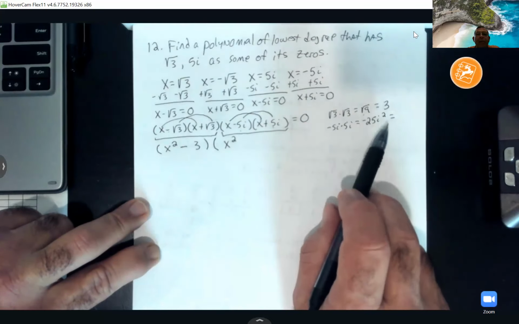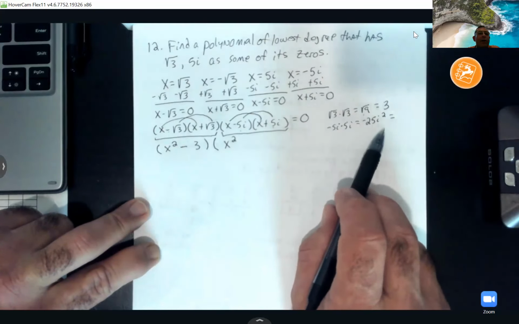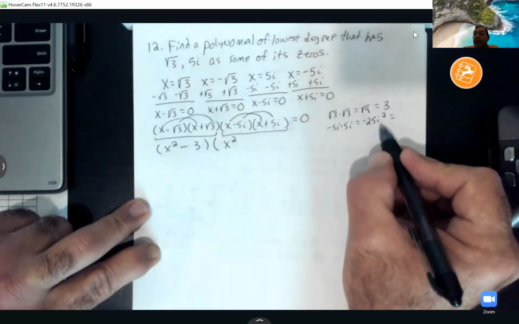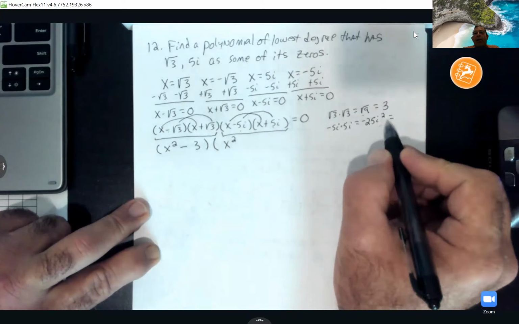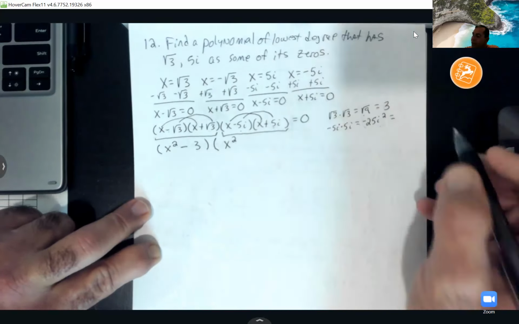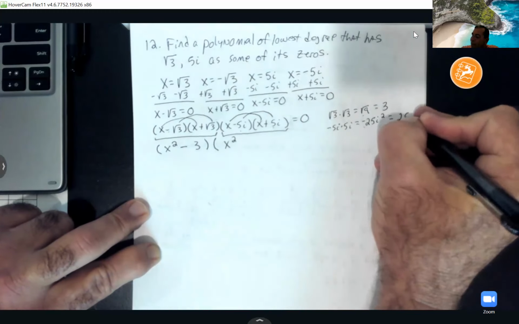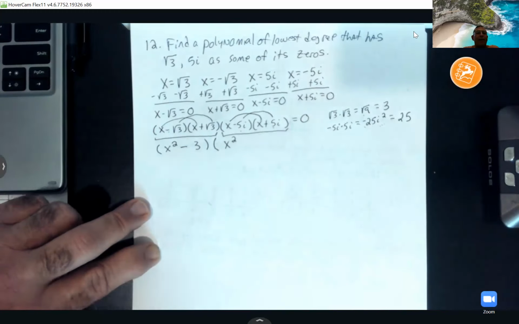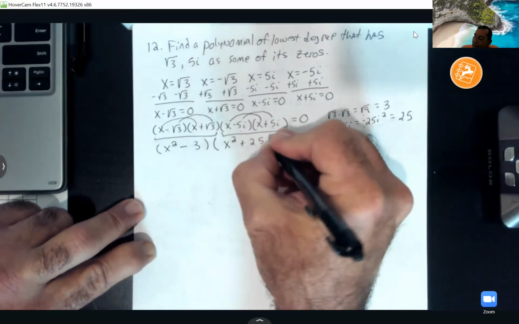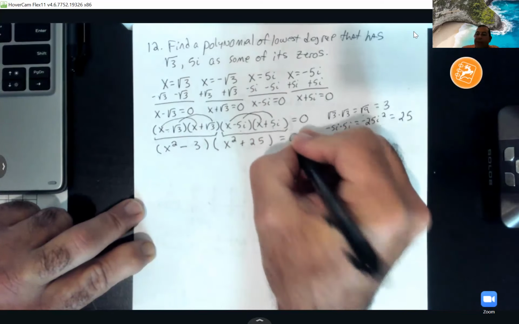So you just got to remember what that little i squared equals. And that's right, that's a positive 25, because i squared equals negative 1, and negative 1 times negative 25 equals a positive 25. Perfect. There you go. So that's going to be a positive 25, all equal to 0.